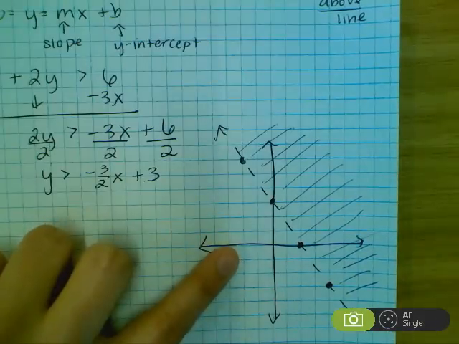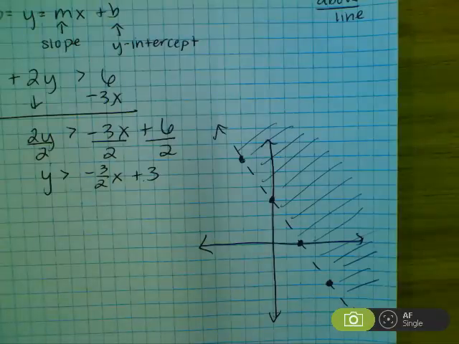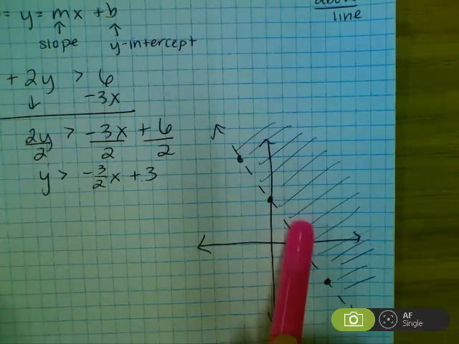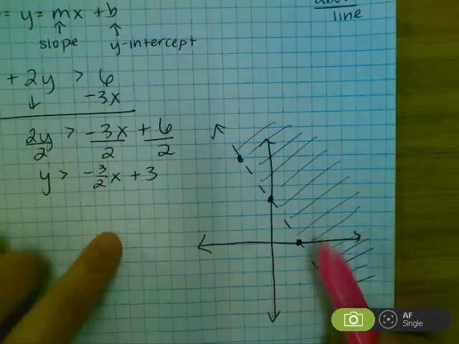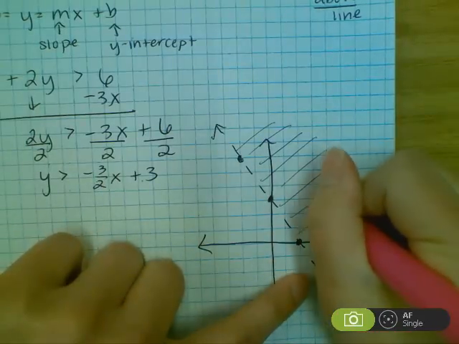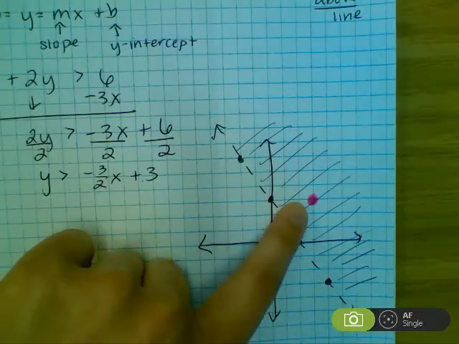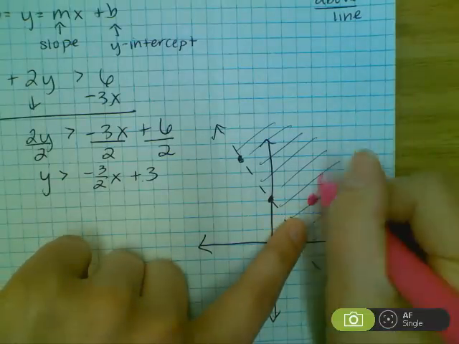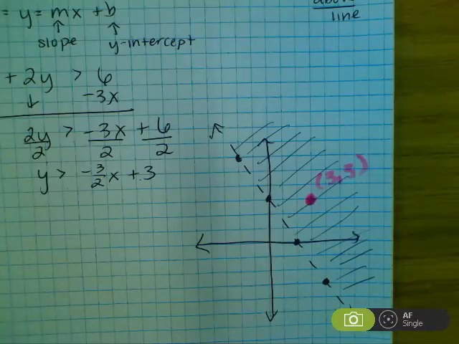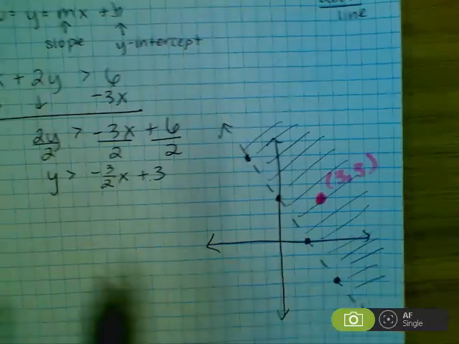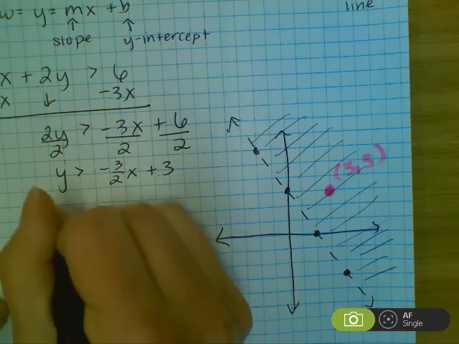You can always check to see if you've shaded correctly by selecting a point somewhere in your shaded area and making sure that that point is actually true for this question. So if I look at my shaded area right here, I've got this point right here, 3, 3. I am going to check and make sure that this point actually makes the equation true. So I'm going to go over to my equation and I'm going to substitute 3 in for x and y.